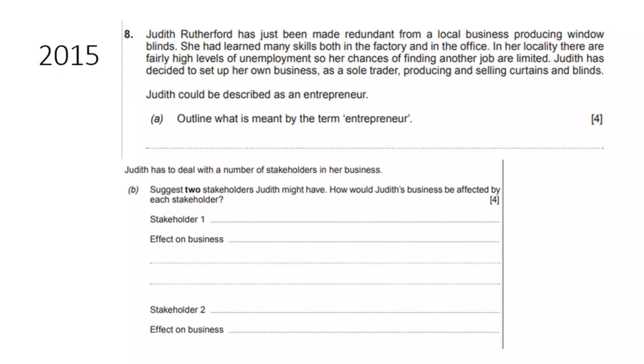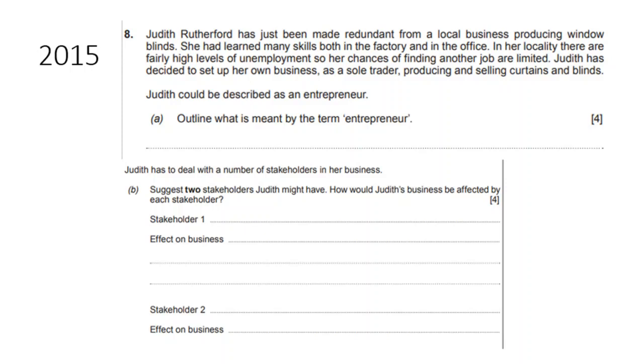Now we saw this last lesson. What was it? Actually, we're going to be seeing this question in a few slides' time. Judith Rutherford, and this is from 2015, has been made redundant. Oh no, we did see this one. We did see this one last time, didn't we? Because I went through a model answer for you. So we've seen the scenario before.